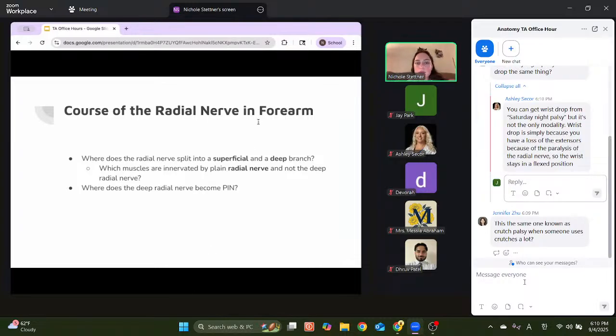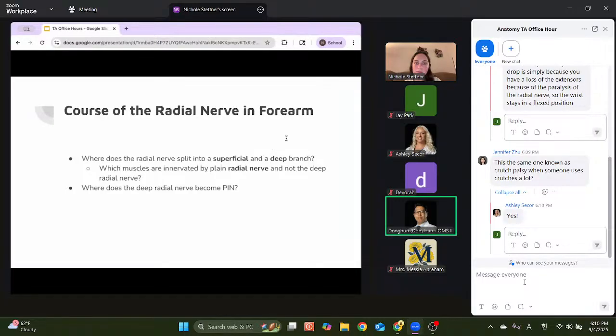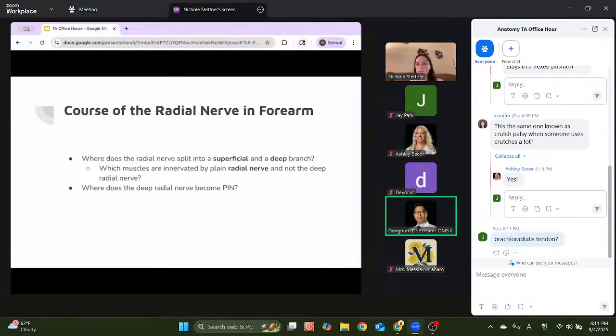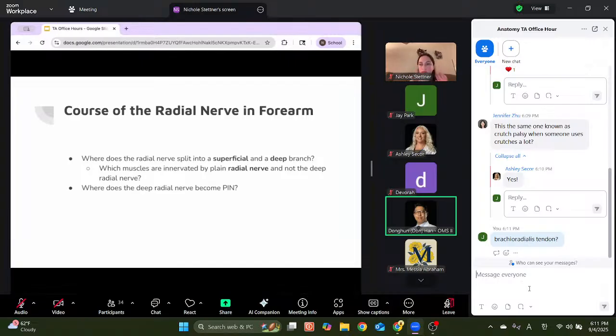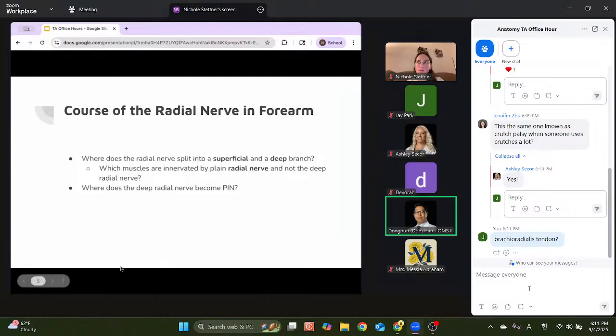Oh my gosh. Nico, can I add something? Yes, please. So Deborah, you said collateral, and when it comes to the collateral term, that refers to artery. So if you see the radial recurrent artery, that anastomoses with the radial collateral artery. But when it comes to nerve, the radial nerve becomes superficial and deep when it comes to the cubital fossa area. So make sure to know the difference.